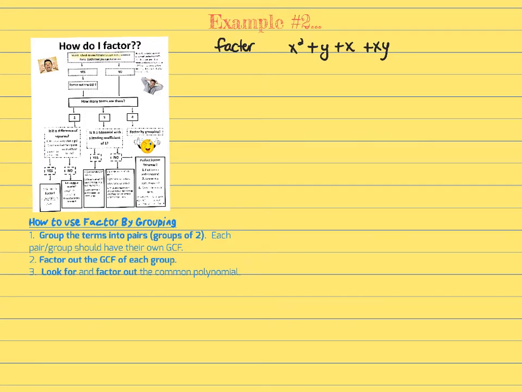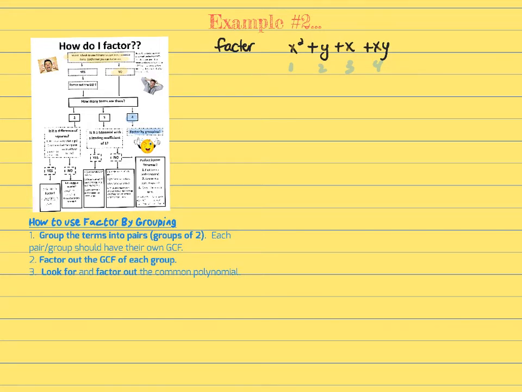So I start at top. Do we see a GCF? Now, there's not a GCF of all 4 of them, so I'd say no to that. But what I do notice is there are 4 terms, 1, 2, 3, and 4. So in my flowchart, I know that I need to use factor by grouping.